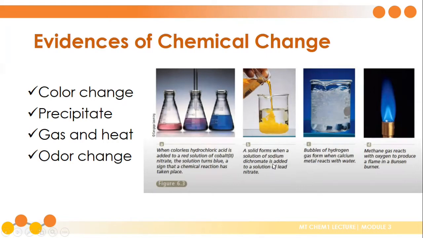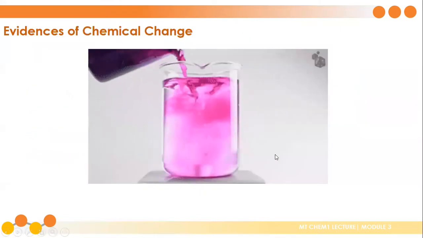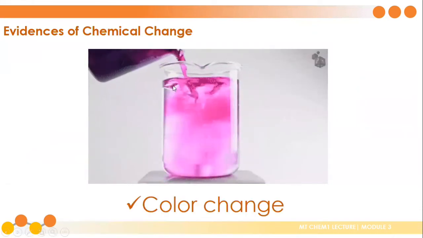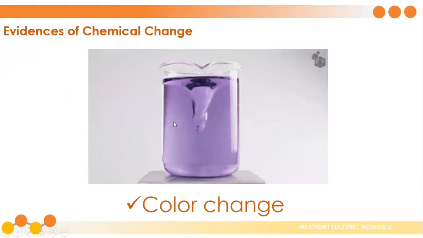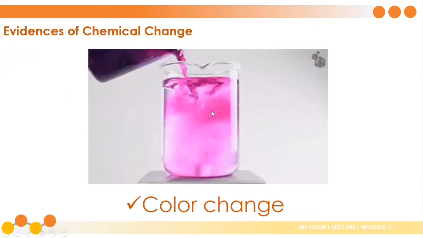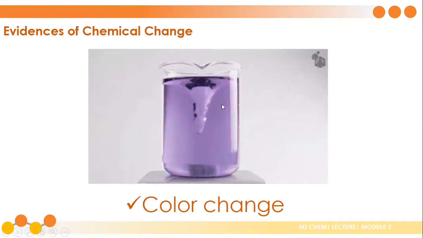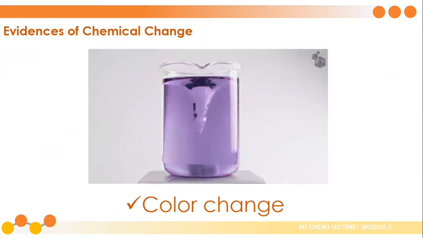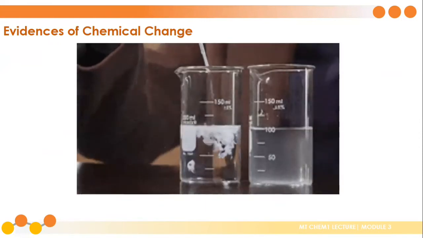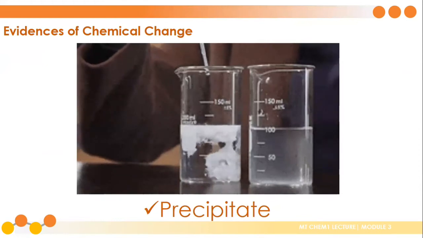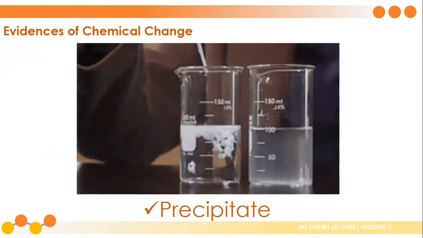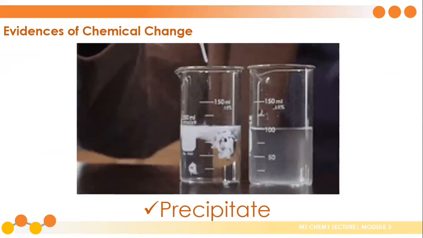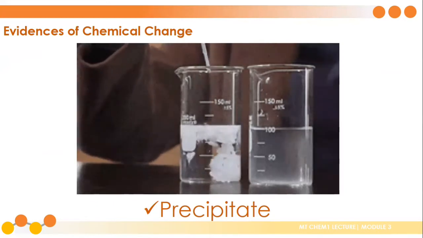Let's try to take a deeper look at them. First we have the color change. As you can see, upon adding the purple substance, there is a color change in our product, indicating that a chemical change or chemical reaction occurred. Another is the formation of a precipitate, wherein we are referring to the precipitate as the solid or insoluble substance in the solution or in the chemical given.